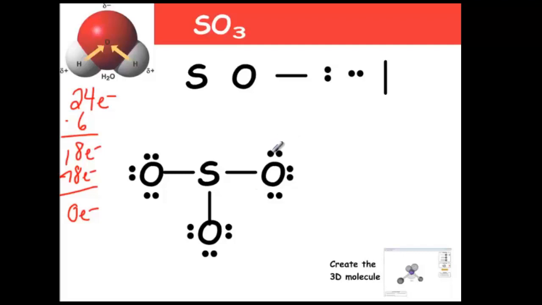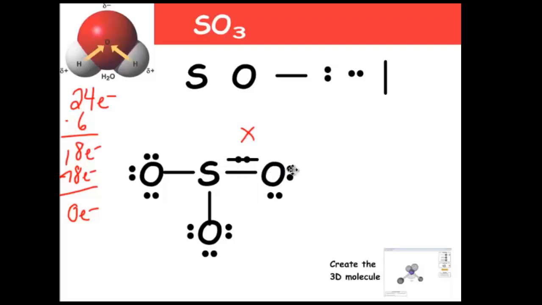And one of these sets, instead of just hanging around the oxygen, is going to turn into a double bond. So this is no longer going to be just around that oxygen. Instead, you can imagine it going here, going here, and turning into a double bond. And now those 2 electrons will zip back and forth between the sulfur and the oxygen.